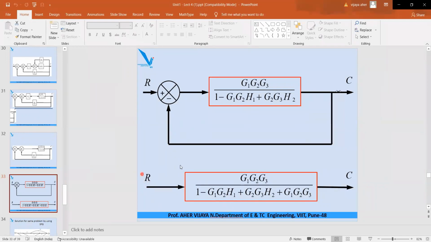So this is the simple block diagram you are having from complicated block diagram. So this is how you can reduce the complicated block diagram into simpler one by using block diagram reduction techniques. Got it? Understood?